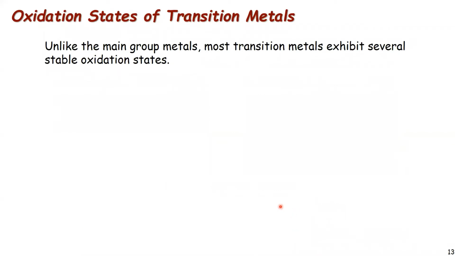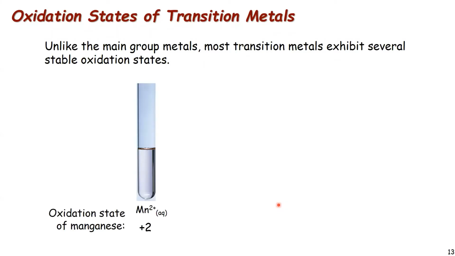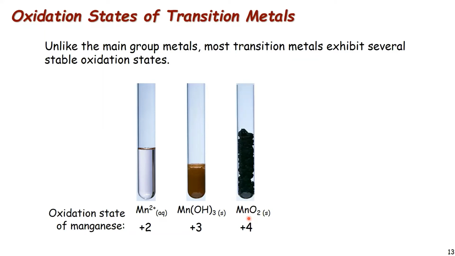Okay, now let's talk about the oxidation states of transition metals. So we've already said that the transition metals, unlike the main group metals, have several stable oxidation states. So for example, here's manganese. So manganese in the +2 state looks like this light purple solution. In the +3 state, it actually forms a solid, this brownish manganese 3 hydroxide. In the +4 state, it'll form manganese 4 oxide, which is actually a completely insoluble oxide. Well, not completely, it's almost completely insoluble. So it forms this black solid material.